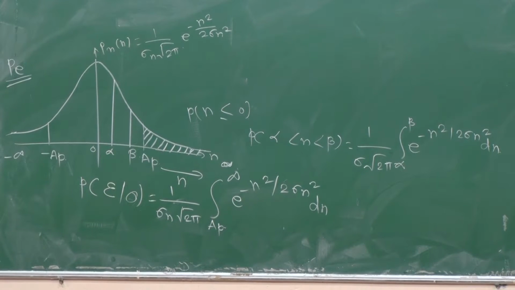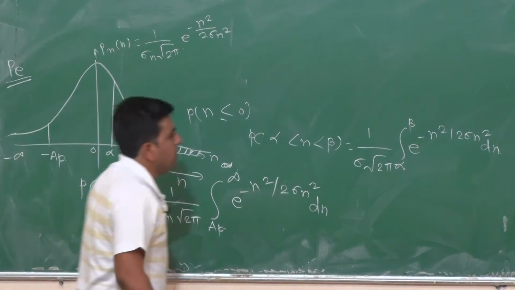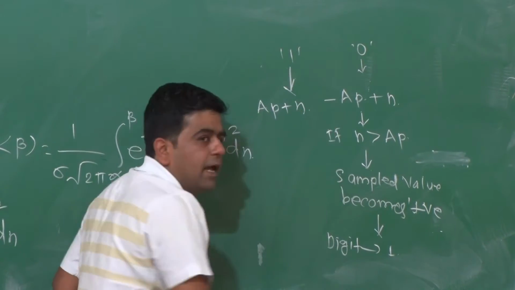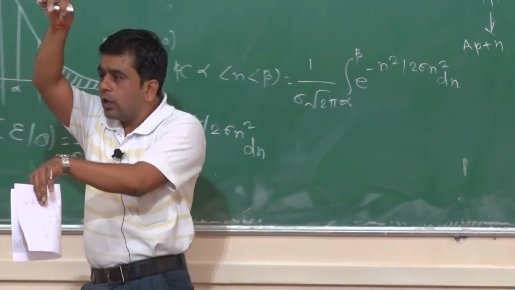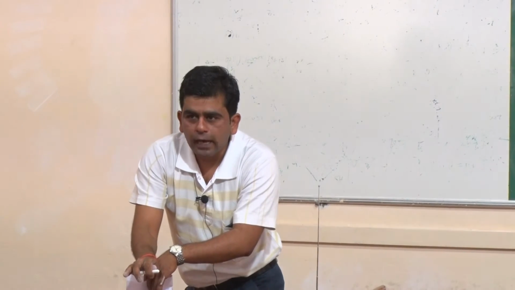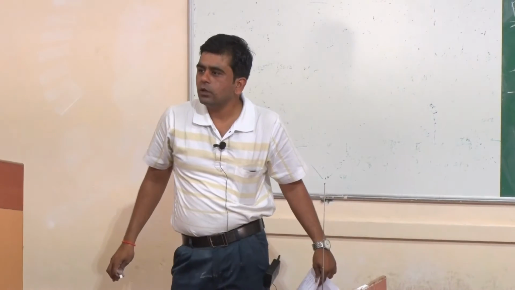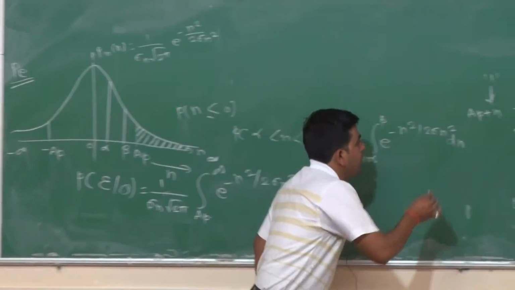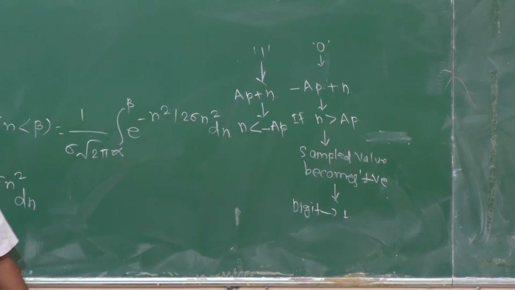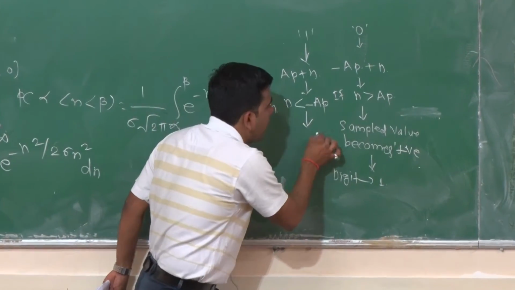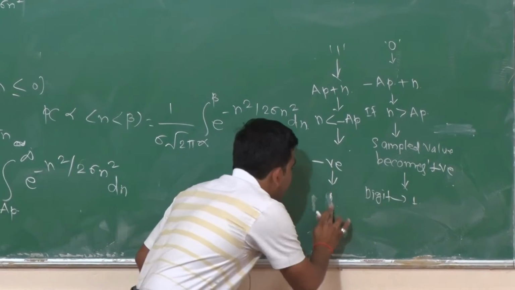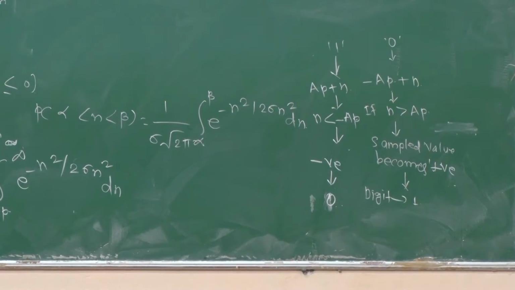Similarly, when 1 is transmitted, the sample value level is AP plus N. It should be above the reference level. Now, noise is going to add in your system, and this level is pulled down. Now when N is less than minus AP, the sample value becomes negative and we will get an error in 1. The digit will be read as a 0. Now this is an error. Now we are finding the probability of error.